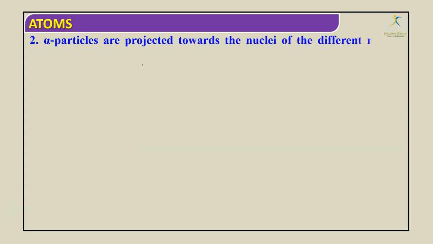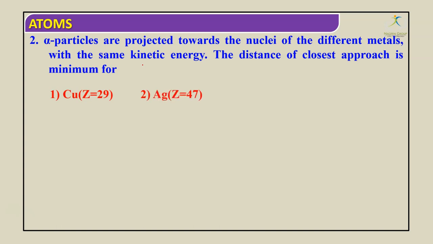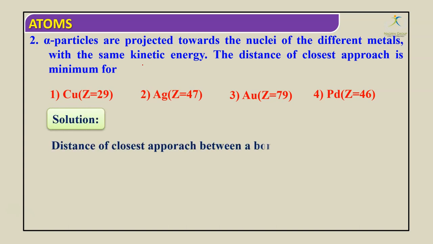Next question is, alpha particles are projected towards the nuclei of different metals with the same kinetic energy. The distance of the closest approach is minimum for copper, Z is equal to 29, silver, Z is equal to 47, gold, Z is equal to 79, and platinum, that is Z is equal to 46.